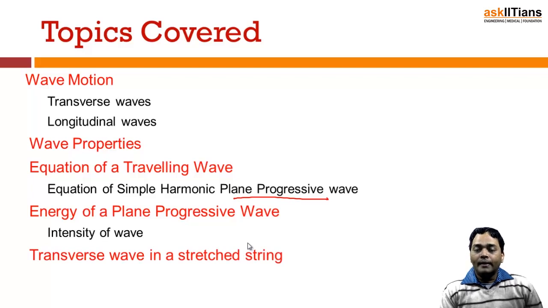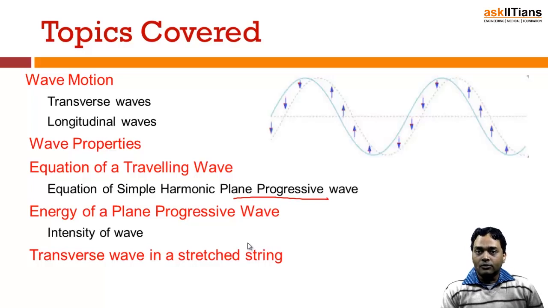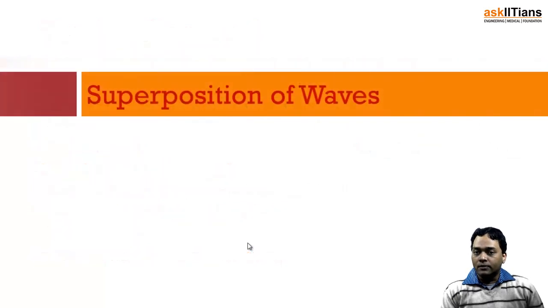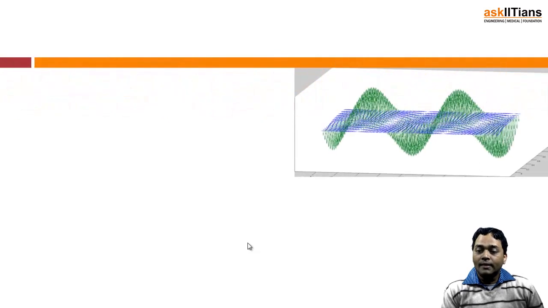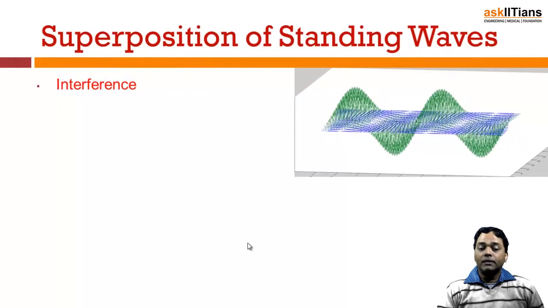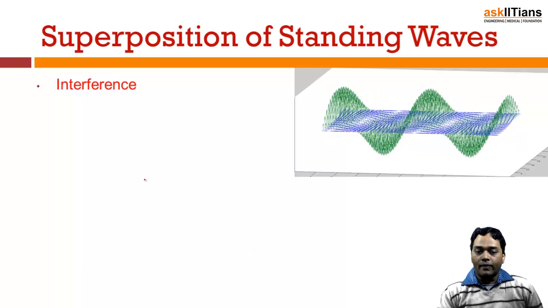That will be followed by trying to understand the different types of transverse waves that are produced in a stretched string. So if there is a stretched string, what all are going to be the transverse waves? Now the most important thing is this. Obviously there will be multiple types of waves existing. How will you be able to find out the net resultant? So let's try to understand the principle of superposition of waves.